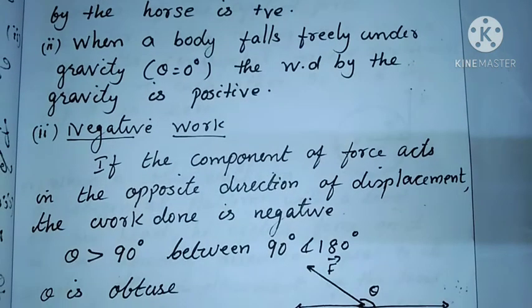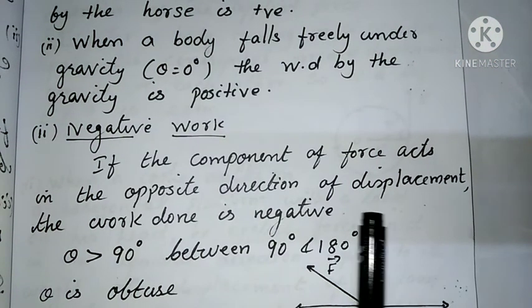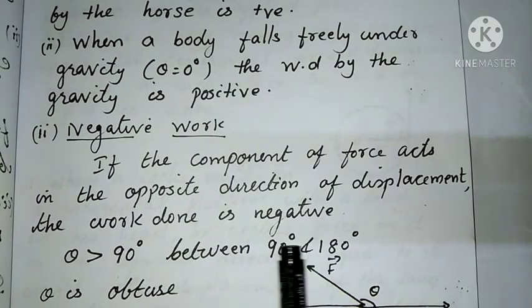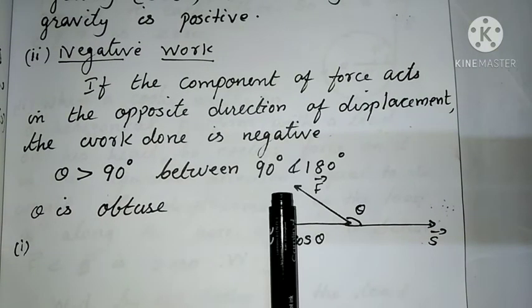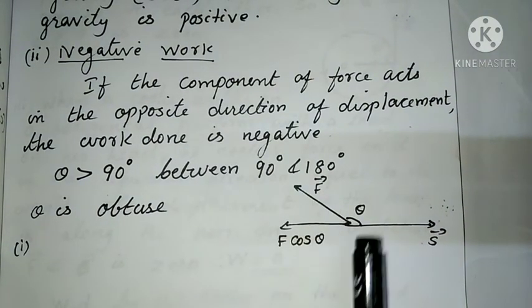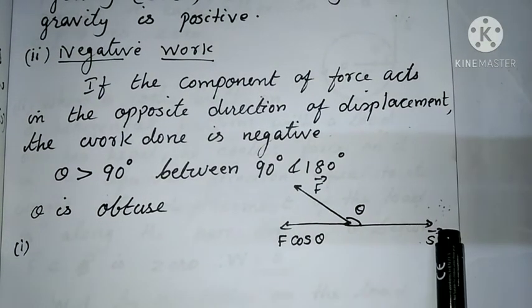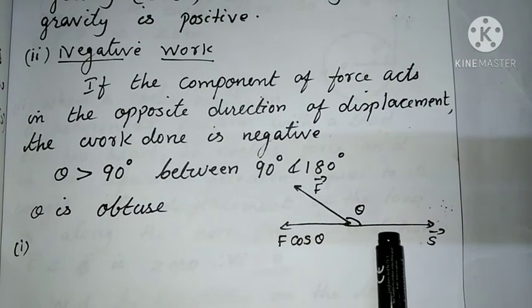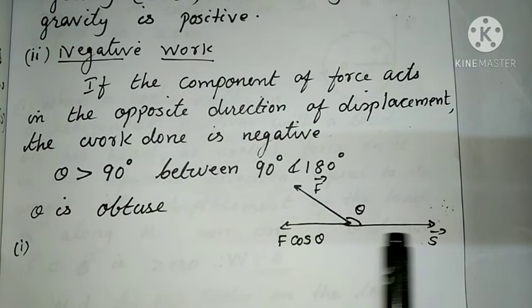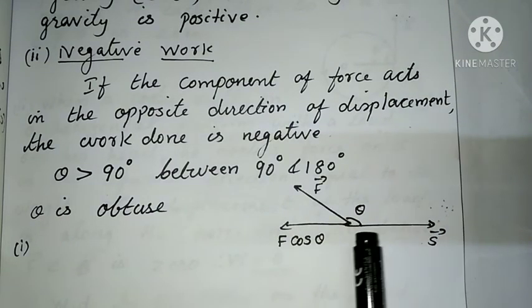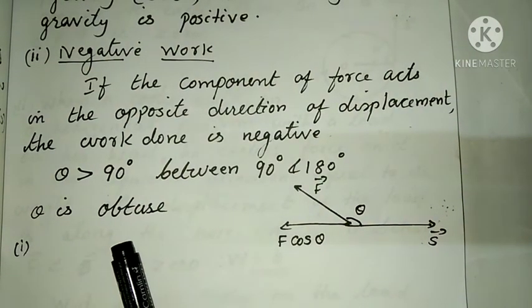Then second one, negative work. If the component of force acts in the opposite direction of displacement, the work done is negative. That is, theta is greater than 90 degrees, in between 90 degrees and 180 degrees. So F cos theta and displacement S vector are in the opposite direction, so the angle between these two is 180 degrees. In this case the work done is negative, that is, theta is an obtuse angle.